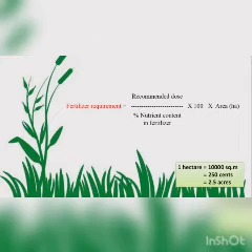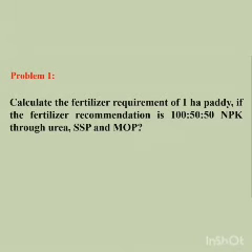Here in the video, I am going to calculate the problem, fertilizer calculations, in two different ways. First, when only straight fertilizers are given, and second, when both straight and complex fertilizers are given, how can we calculate it? First, problem 1, which is like this. Calculate the fertilizer requirement of 1 hectare paddy if the fertilizer recommendation is 100:50:50 NPK through urea, SSP and MOP.